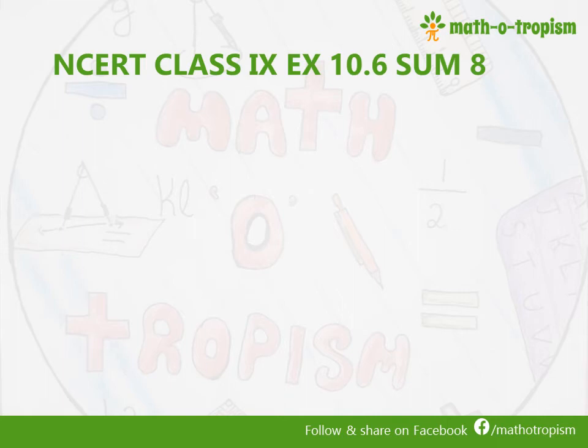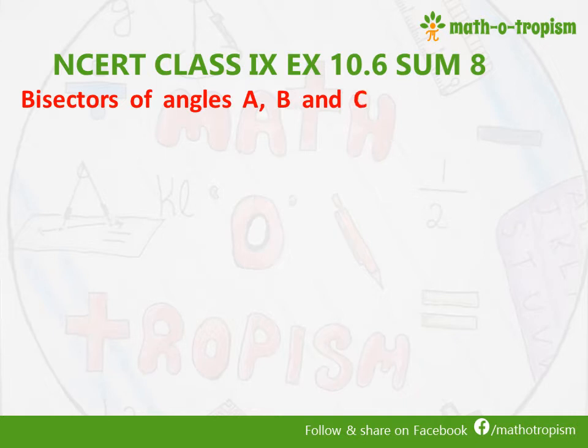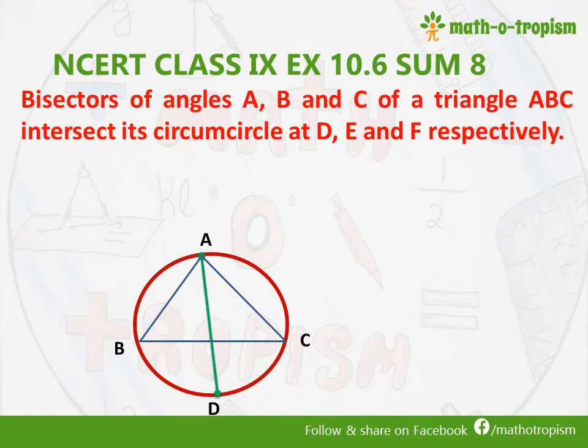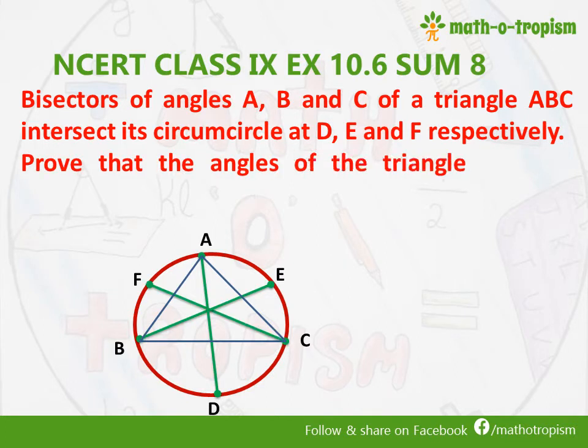The bisectors of angles A, B and C of a triangle ABC intersect its circumcircle, that means a circle which is touching all three vertices of the triangle, at D, E and F. So I am drawing AD, the angle bisector of angle A, BE, the angle bisector of angle B, and CF, the angle bisector of angle C.